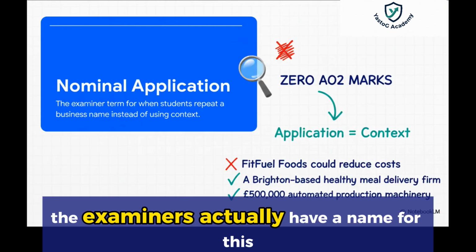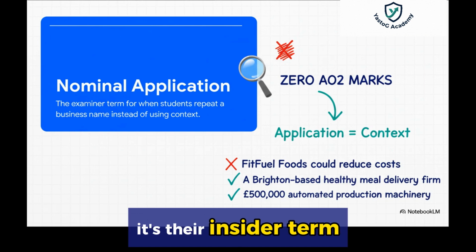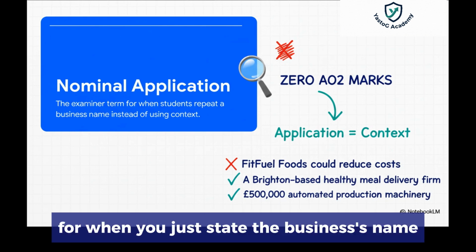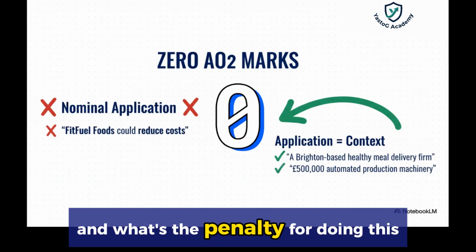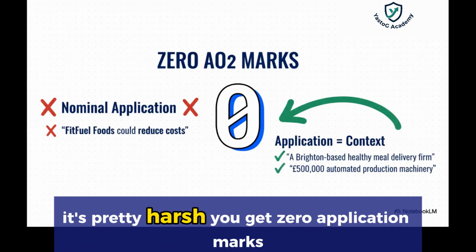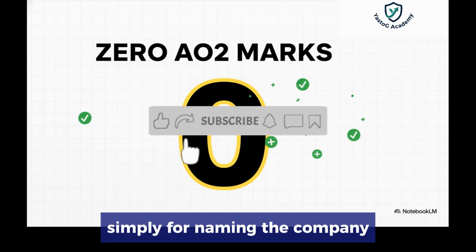The examiners actually have a name for this. They call it nominal application. It's their insider term for when you just state the business's name instead of using the actual context from the case study. And what's the penalty for doing this? It's pretty harsh. You get 0 application marks. That's right. All that potential credit just vanishes simply for naming the company.